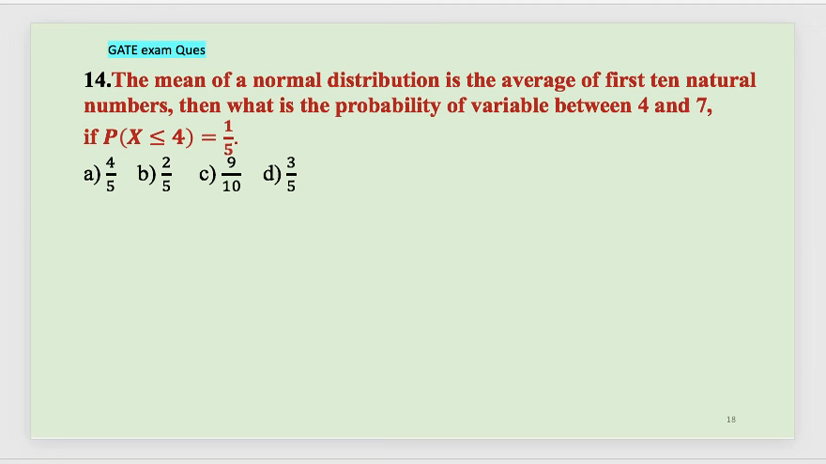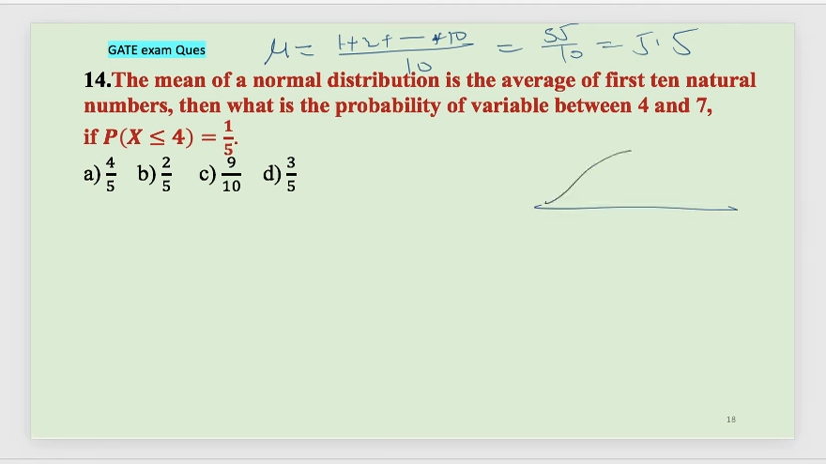Question number 14: the mean of the normal distribution is the average of the first 10 natural numbers. That means the mean is (1 plus 2 plus up to 10) divided by 10, and we know the sum of the first 10 natural numbers is 55, so 55 upon 10 is 5.5. So the mean is 5.5. They are asking us the probability between 4 and 7.